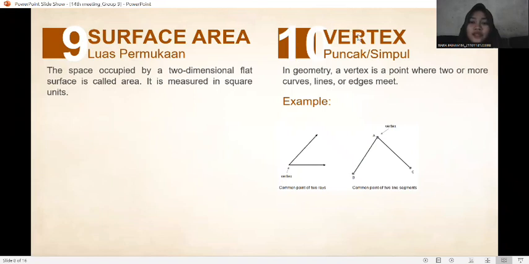Vocabulary 10 is vertex, or in Indonesian is puncak or simpul. In geometry, a vertex is a point where two or more curves, lines, or edges meet. The example is, here is vertex, the common point of two edges, and here is vertex because it is the common point of two line segments AB and AC here.